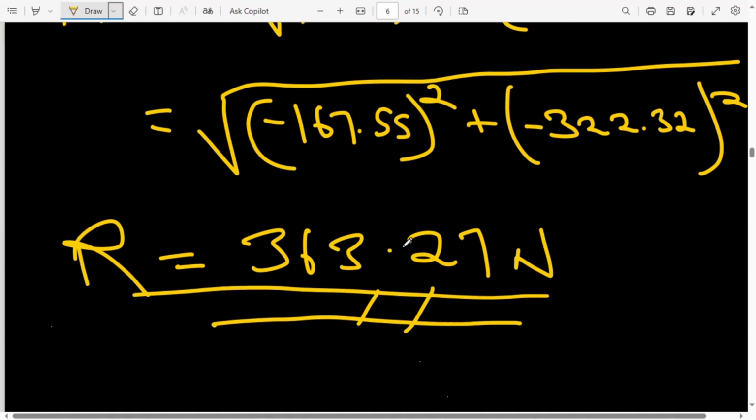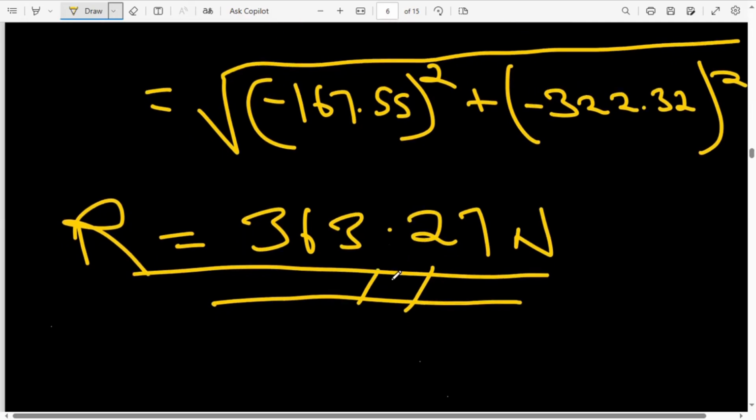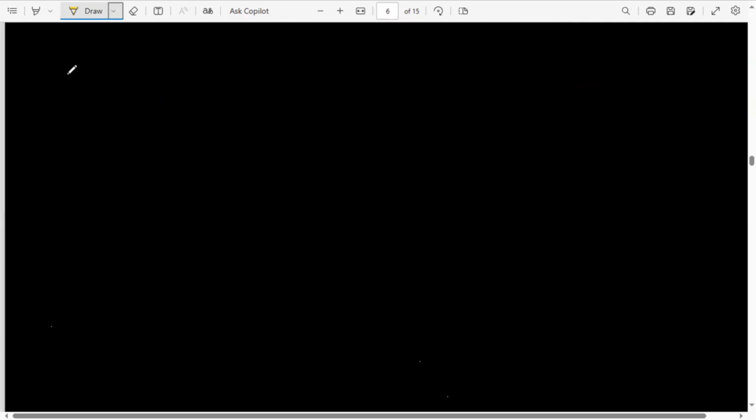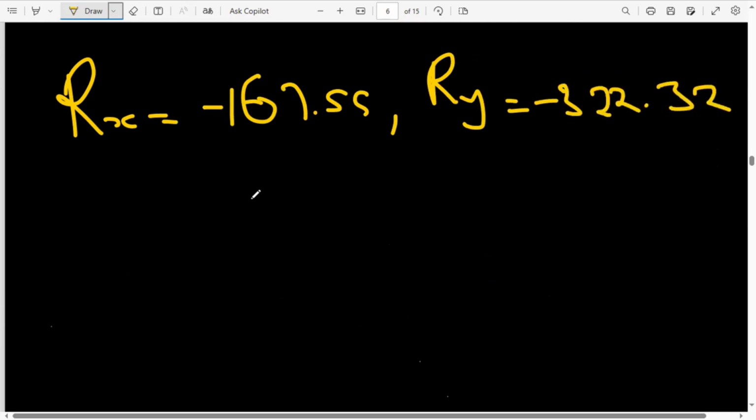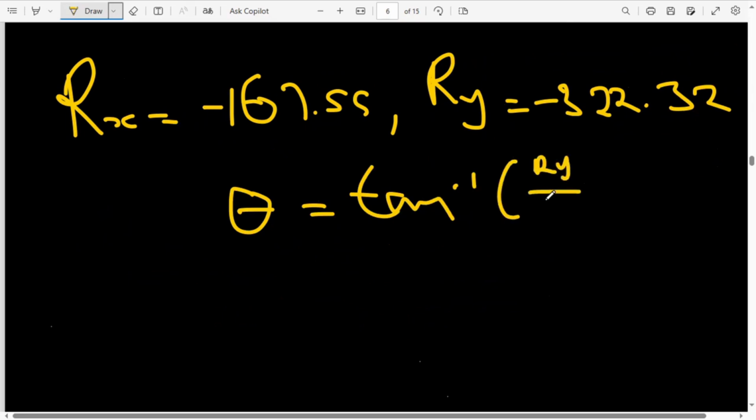So now let's draw what we have. Let me rewrite my x component here: minus 167.55, and my y component was minus 322.32. We said that our angle is always tan inverse of Ry over Rx, right? But if you don't draw these resultant vectors, you're going to find a wrong angle.